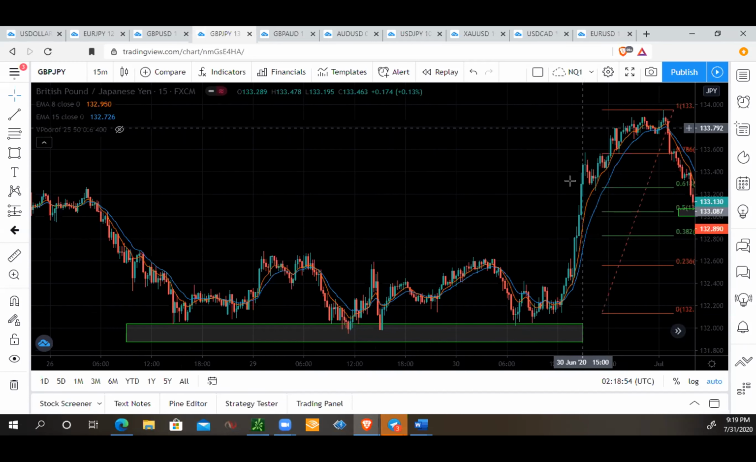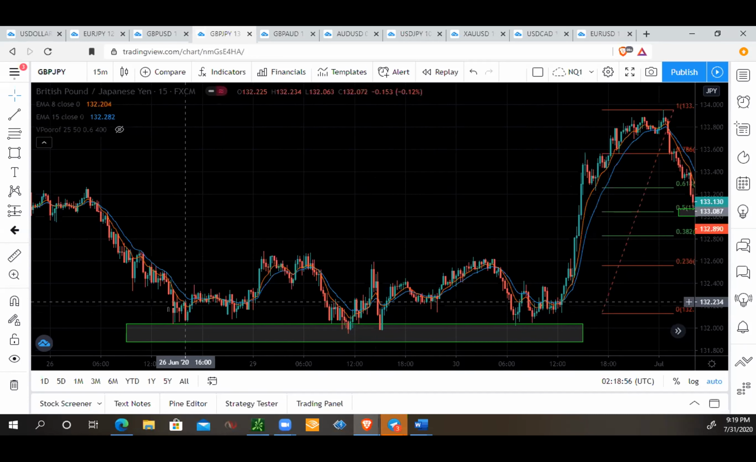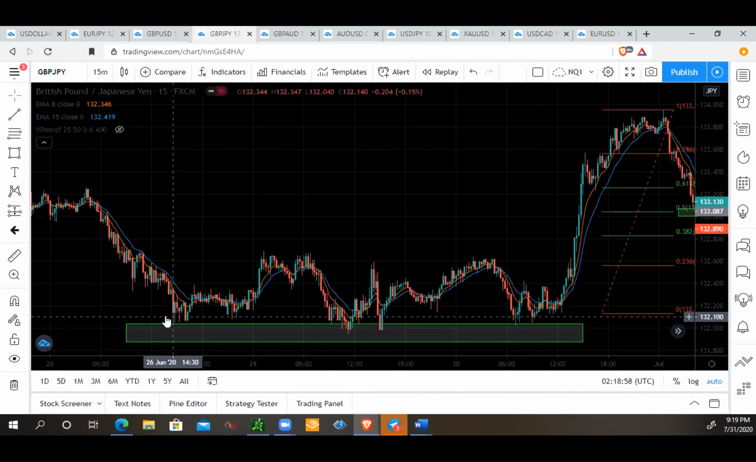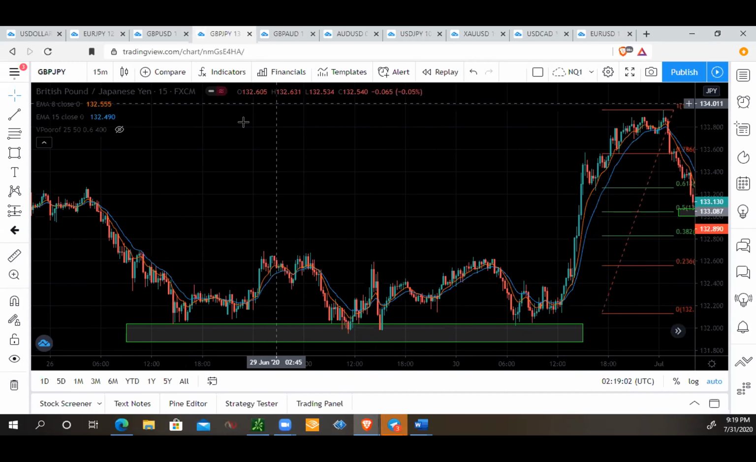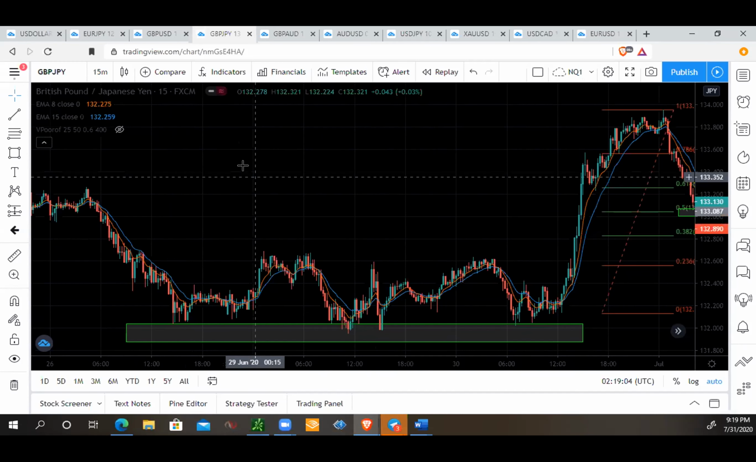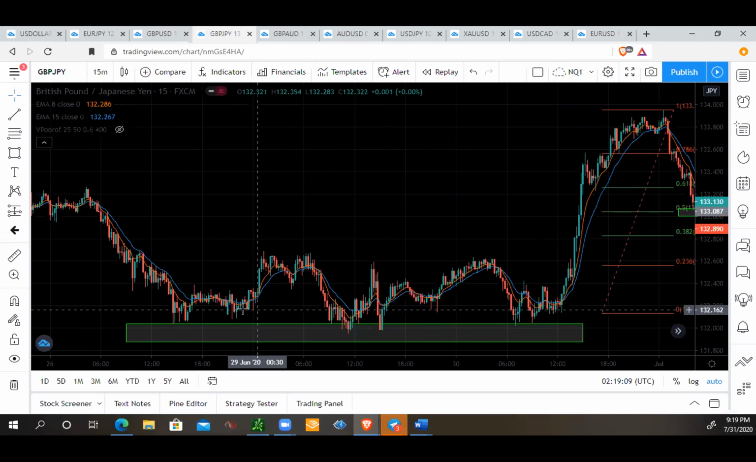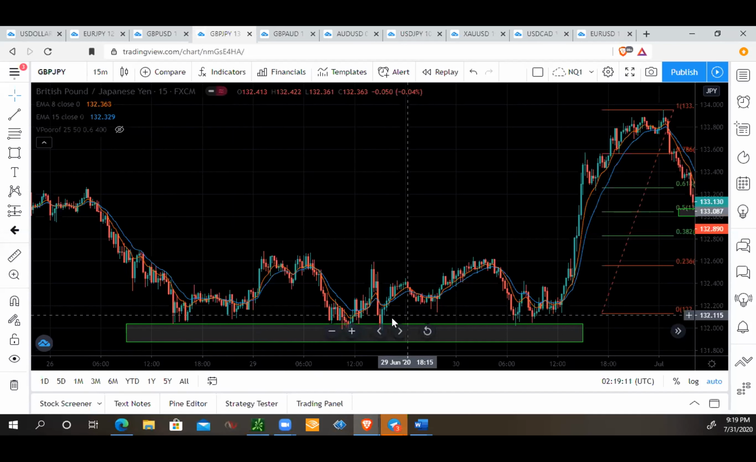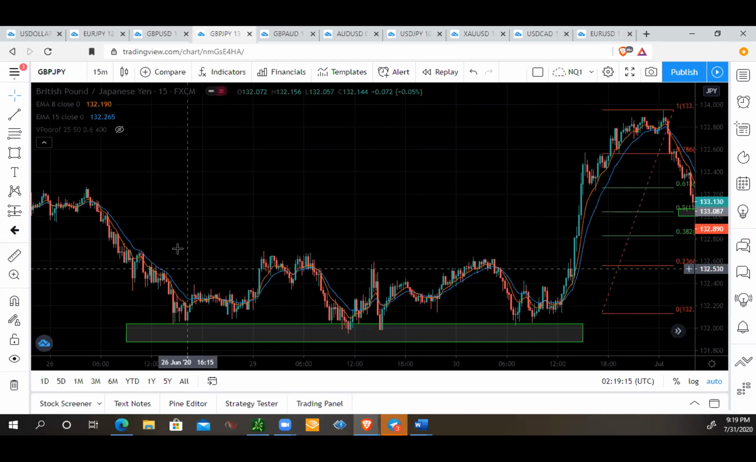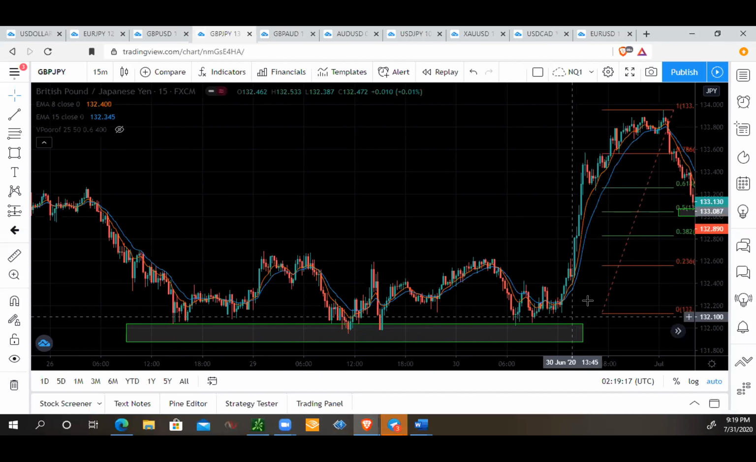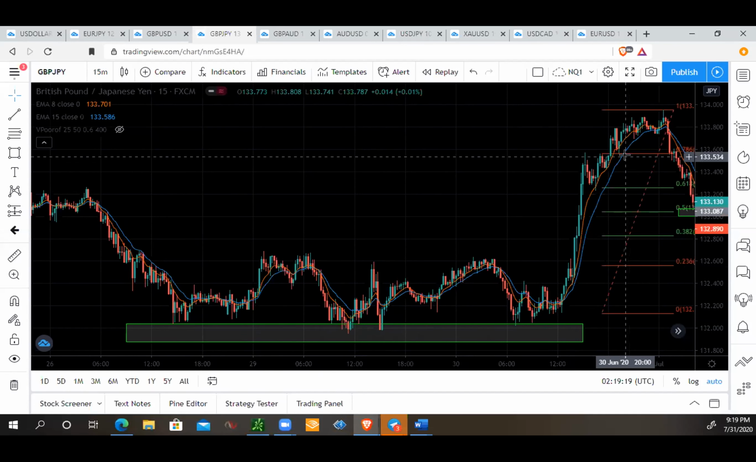Then they add a few more here, boom, then a few more here. But if they wanted to add, let's say this was 1,000 lots, they couldn't put 1,000 lots here, because price would just take off and nobody would sell against it. So they put 200 here, 200 here, 200 here, 200 here, until they get their 1,000 lots in. So that's why a lot of times you get this sideways movement before the price turns around.